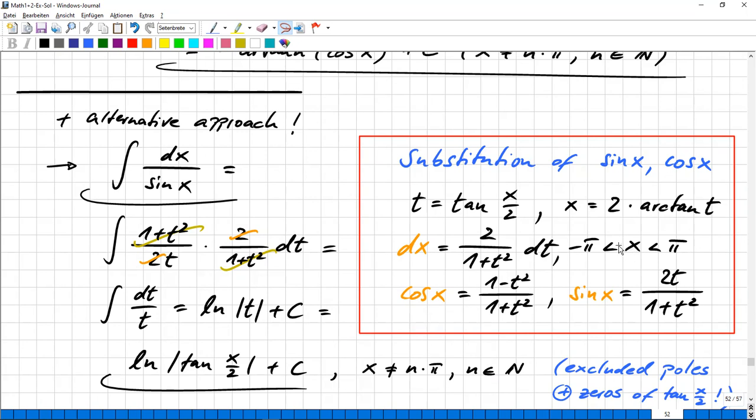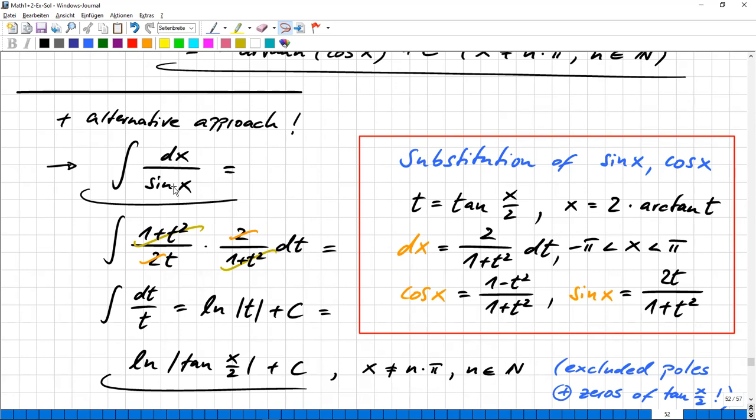There's a restriction for variable x and also then for t accordingly. It's quite an effort to show that, using this substitution, the cosine of x will be this rational function of t, and the sine of x will be this rational function of t. That's quite a lot of work to do to perform a proof of this theorem. That's an exercise by itself, but we won't do it. I just want to show you in short that it works.